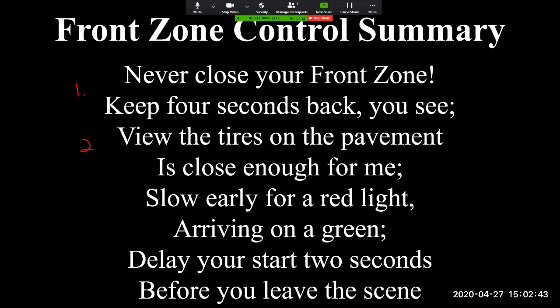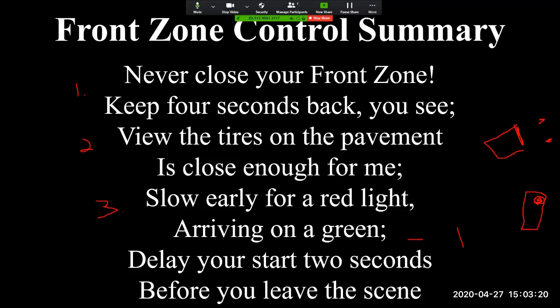Second part of our 4 seconds, there's 4 different things in this. So view the tires is close enough for me. When we're stopping in traffic, this is our car. What that means is when we look over their car, we should see both their tires touch the ground. Okay. Number 3, slow early for a red and arrive on a green. If this light is red, there is no reason to rush up to a red light. Red light means we have to stop. We know we have to stop.